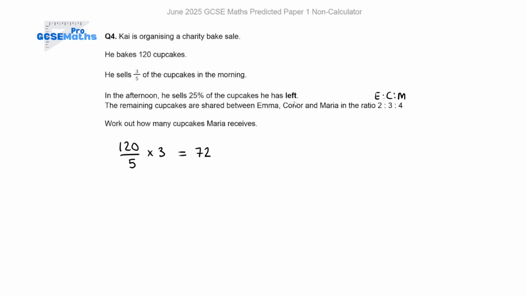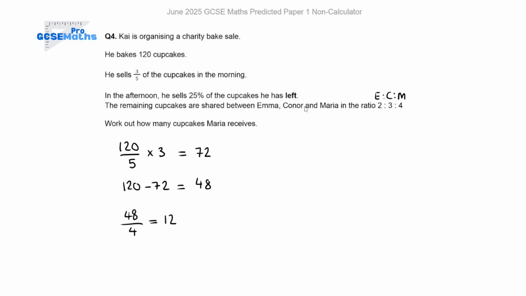Now, it's then 25% of the cupcakes he has left that he sells in the afternoon. So I need to subtract the 72. When I subtract, I personally just prefer to add up. So that's 8, which would make 80, and then 40 to 120, so 48. 25% of that is the same as 1/4, so I'm just going to divide straight away by 4, which gives me 12. So he's sold 72 and 12 now.